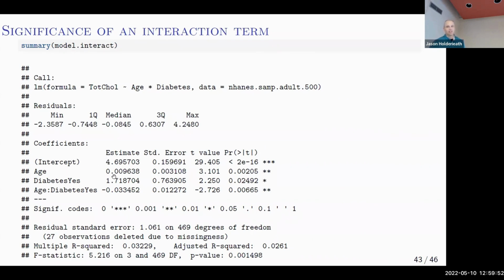And we determine whether or not it's significant in the same way. We come over here, we look at the p-value, and it's significant to any realistic level of alpha that you might choose. So there is an effect that is different than 0 for the interaction between age and diabetes.